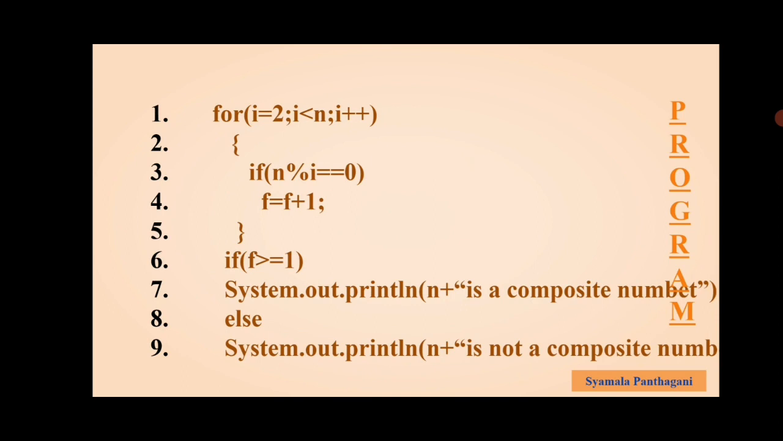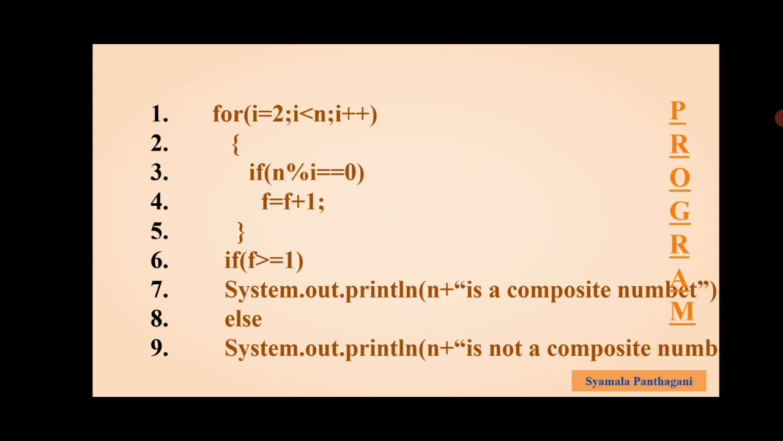Less than or equal to, I did not write here. Only less than, I have written here, n. Then i plus plus, open brackets. Now if n mod i is equal to 0, if the given number is divisible by i, then i is a factor of the given number n.